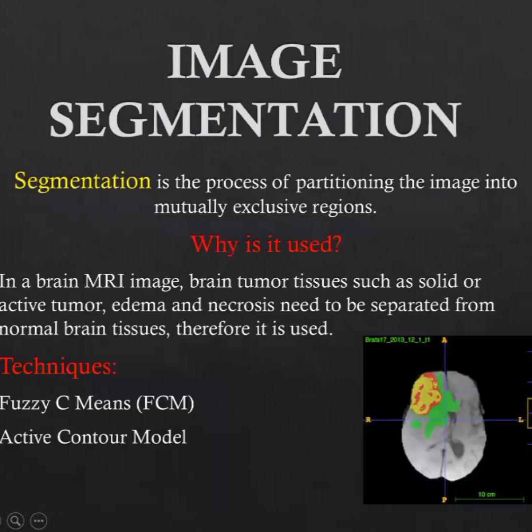Image segmentation. Segmentation is the process of partitioning the image into mutually exclusive regions, with each region being spatially contiguous and containing pixels that are homogeneous based on predefined criteria. In a brain MRI image, brain tumor tissue such as solid or active tumors, edema, and necrosis used to be separated from normal brain tissues such as gray matter, white matter, and cerebrospinal fluid. Techniques that are used for image segmentation are fuzzy C-means, also known as FCM, and active contour model.